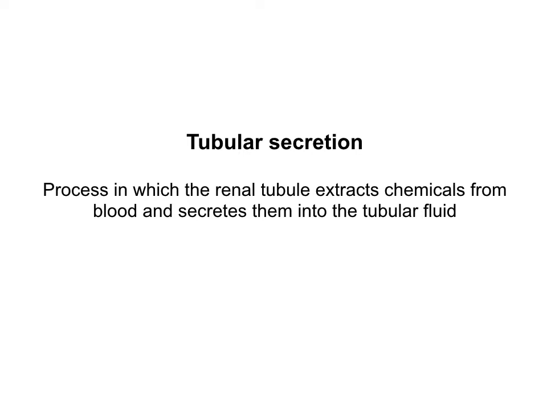The other process that occurs in the renal tubule is tubular secretion. Tubular secretion is a process in which the renal tubule extracts chemicals from your blood and secretes them into your tubular fluid. This is also a selective process because it requires membrane proteins to occur.